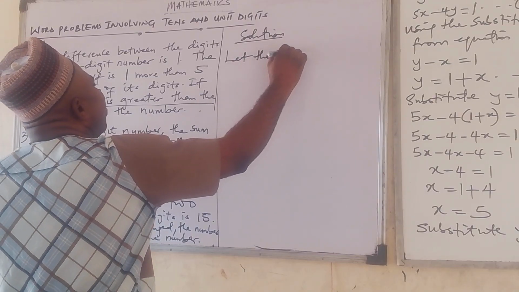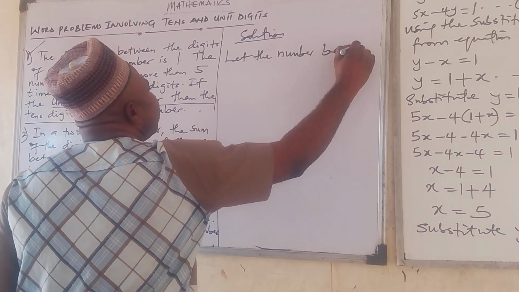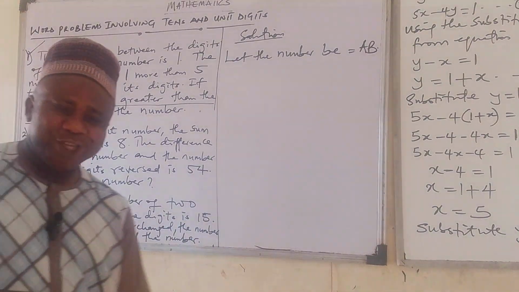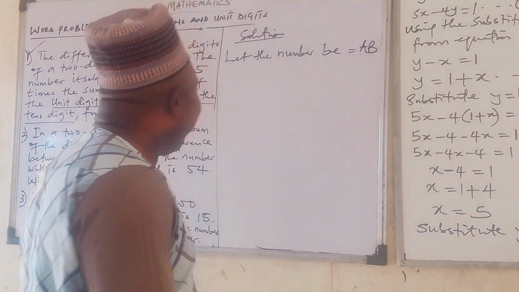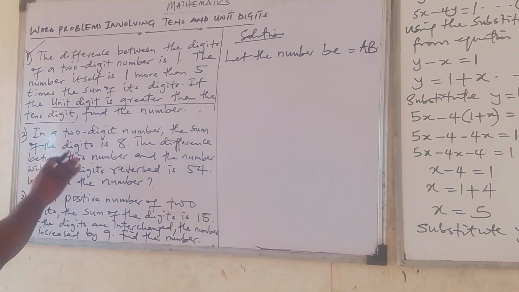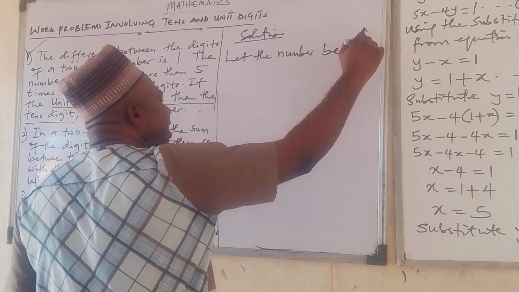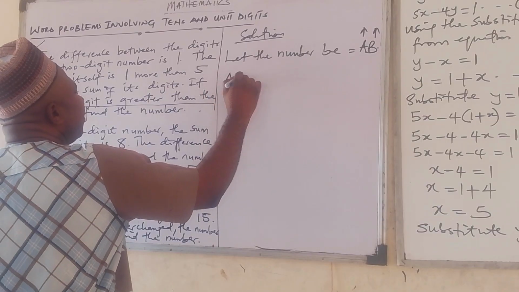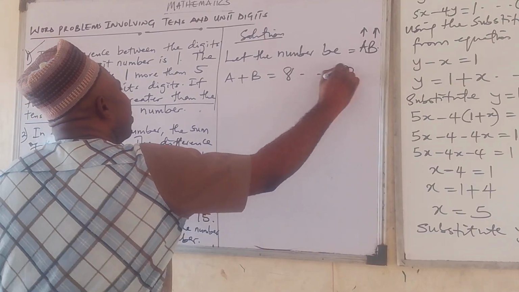Let the number be equal to AB, because we said it's actually a 2-digit number. A 2-digit number is a number that actually has 2 digits. Now in a 2-digit number, the sum of the digits is 8. Here, this is the tens digit, and this is the unit digit. So A plus B, the sum of the digits, is 8. Let's call this equation 1.